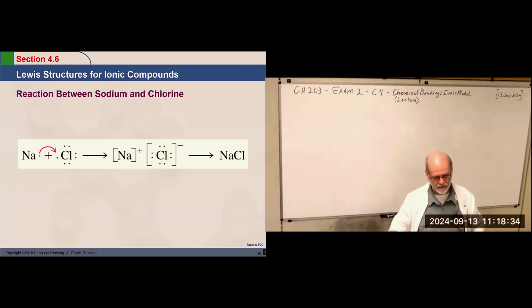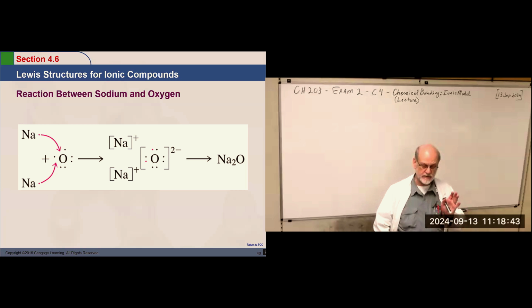Similarly, oxygen needs 2 electrons. Oxygen is the nonmetal, sodium's the metal. 1 electron from each sodium goes to complete oxygen, makes oxygen look like neon, and makes sodium look like neon. And then you get the electrostatic attraction between the two, between oxygen and sodium. Similarly for calcium and chlorine.